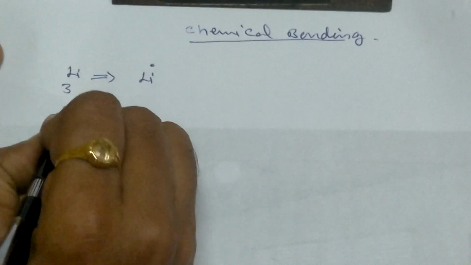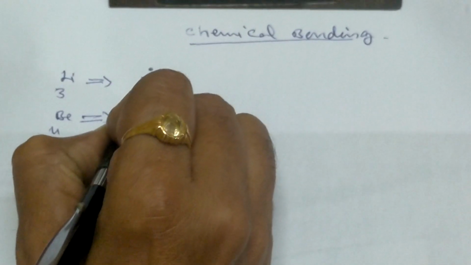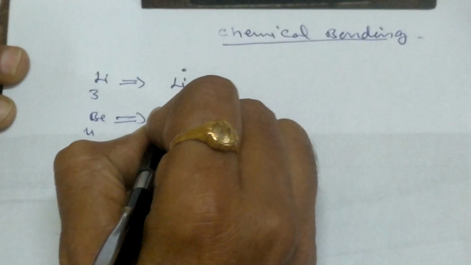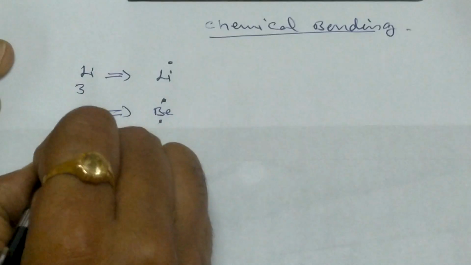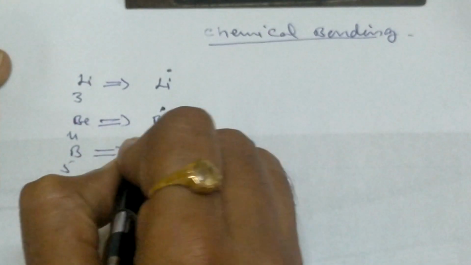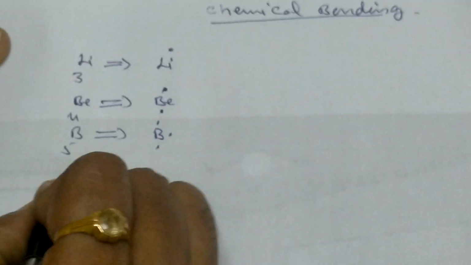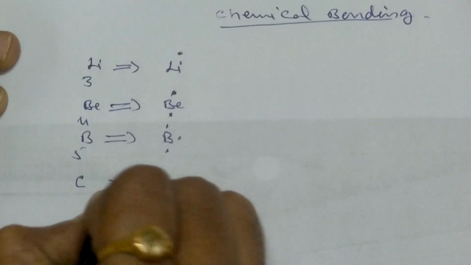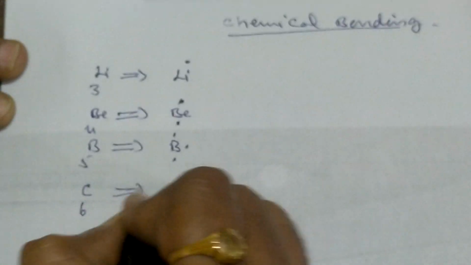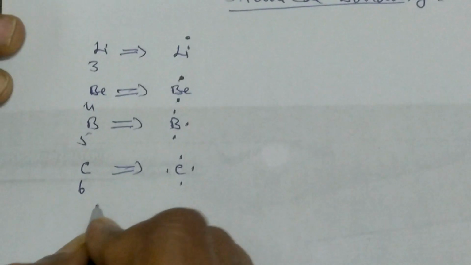Next, beryllium has 4 electrons. The first 2 electrons are removed, so beryllium has 2 electrons, which you can keep anywhere. Then boron, 5: 1s2 is removed, then 2s2 2p1, so boron has 3 electrons. Then carbon, 6: 1s2 removed, leaving 4. Carbon has 4 dots, meaning there are 4 electrons in the outer shell.